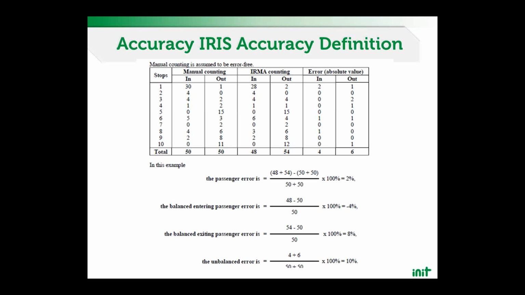So you have 48 people, the sensor is counting out, my reference was 50, divided by 50, multiplied by 100, this is minus 4%. And I get the same for the exiting, and then the unbalanced error tells me how often I was 100% counting on my boardings going in and out.